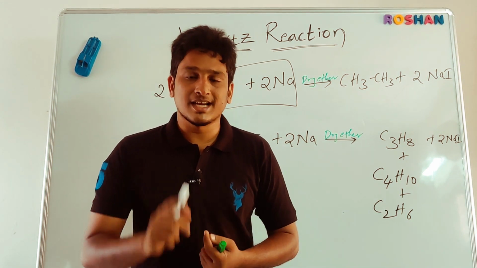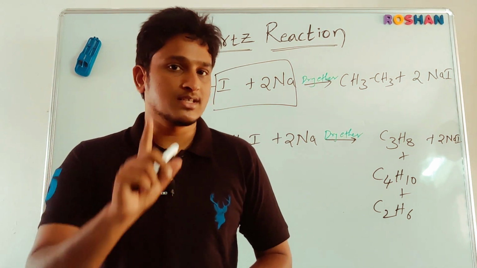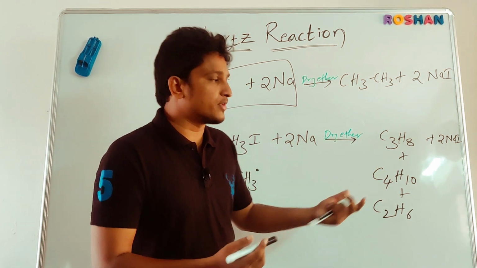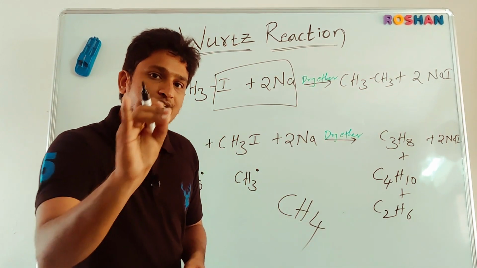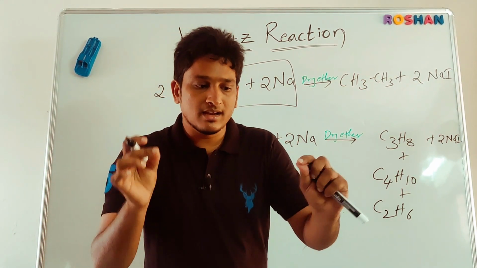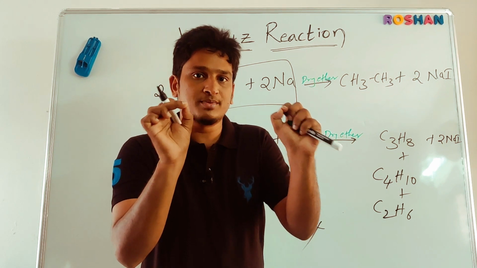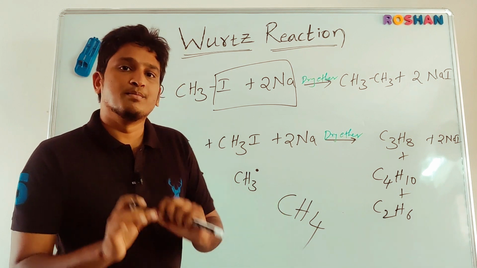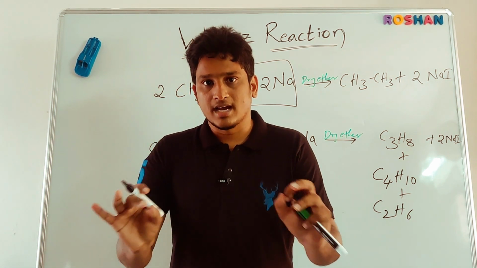Next, one more point, and the last point: we cannot synthesize the first alkane. What is the first member of the alkanes? Methane. Yes or no? How can methane be produced? What is the formula of methane? The formula of methane is CH4. The Wurtz reaction mechanism is all about an alkyl free radical combining with another alkyl. That means, minimum how many carbons should be there? 2 carbons. For methane there is only 1 carbon. So methane cannot be produced in this reaction, the Wurtz reaction.